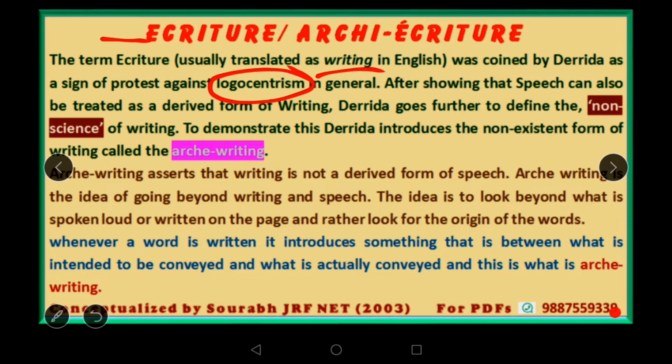Derrida has already shown speech can also be treated as a derived form of writing. Then Derrida goes further to define a non-science of writing. Once again, look at this: non-science, non-logic, non-concept. To demonstrate this, Derrida introduces the non-existent form of writing, and he calls it Arche writing. Writing that exists before the hierarchy. यहाँ पे writing का मतलब it's not just what we say orthography, marks on the paper. It is human communication. It is expression before we have this hierarchy of speech over writing. Now this Arche writing asserts writing is not a derived form of speech. Arche writing is the idea of going beyond writing and speech.